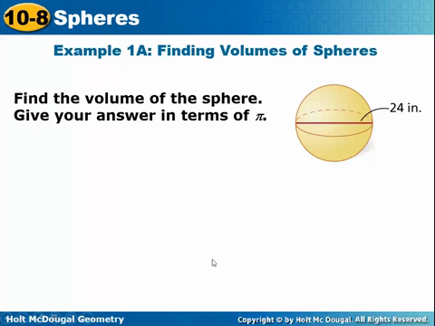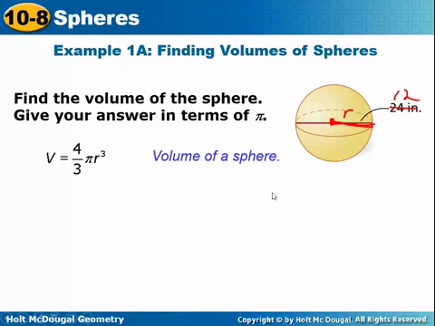All right, so let's do this. Is that the radius? No, because it goes all the way across. So the first thing you would have to do is say, what is the radius? The radius would go from the center to the edge of your sphere, and that would be 12. You have to take half of the diameter. So that's the first thing you do.